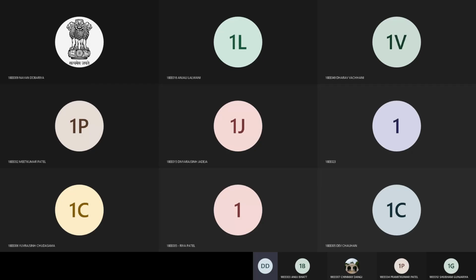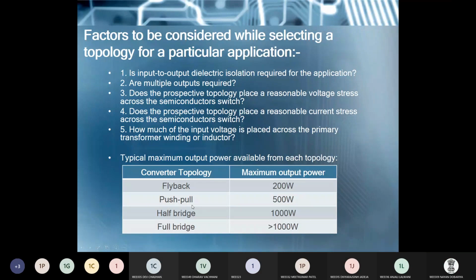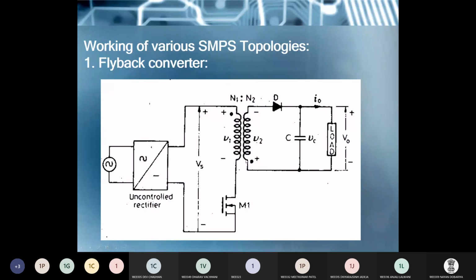SMPS, one is flyback SMPS and another is push-pull SMPS. So let's just revise these lectures. These two SMPS, flyback SMPS first. Here we use one switch M1 as an inverter operation, which converts this DC into high frequency AC.